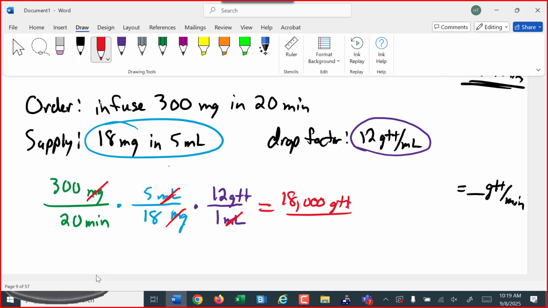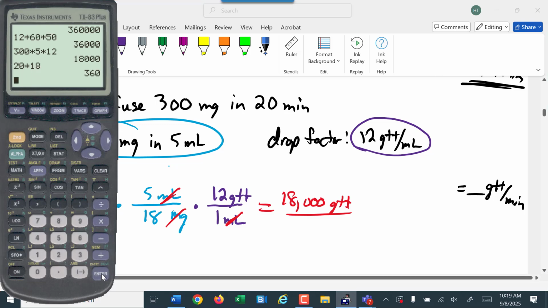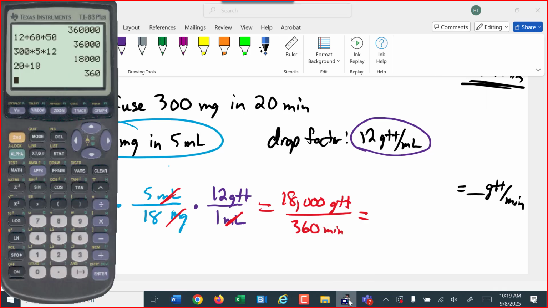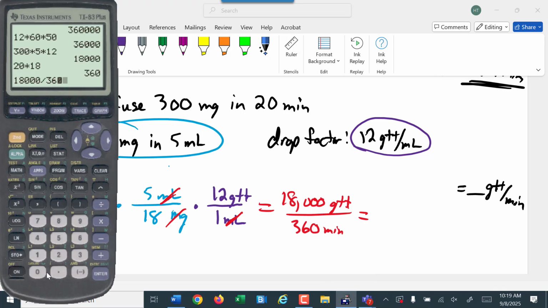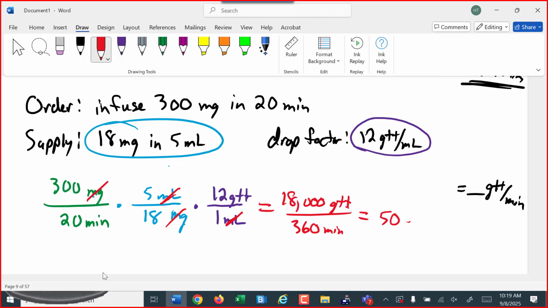On bottom, we have 20 minutes times 18, giving us 360 minutes. And then we just divide that out. 18,000 divided by 360 gives us 50 drops per minute. Anybody have any questions on that?